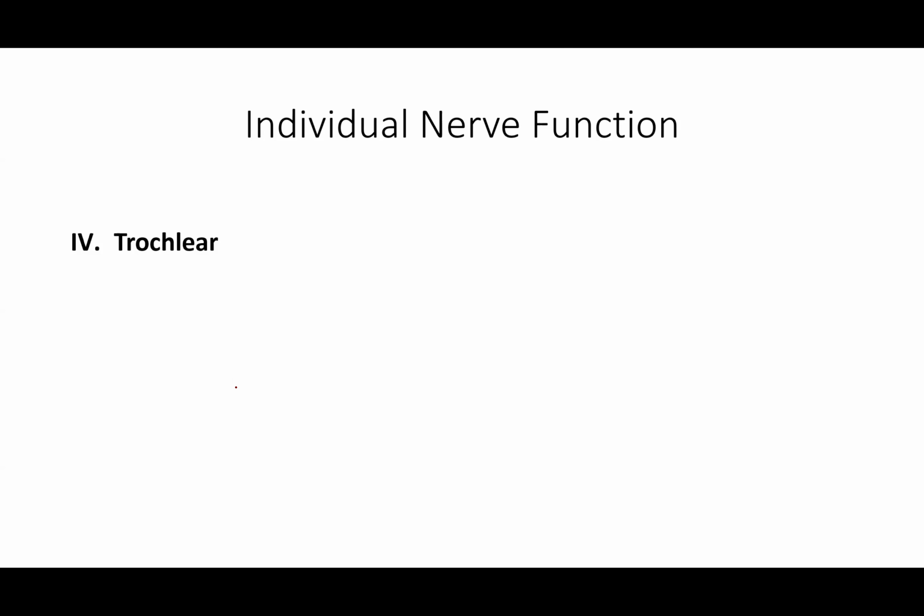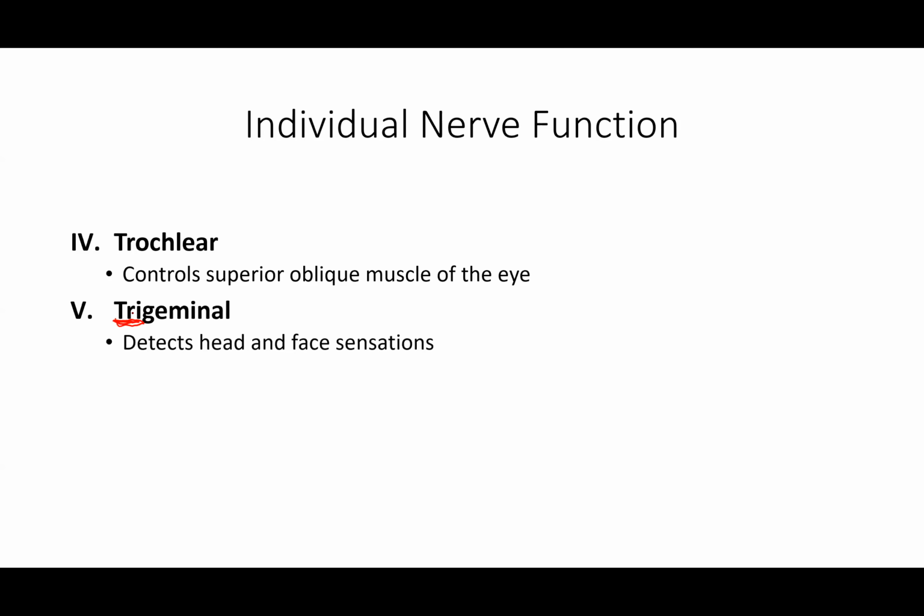Okay, number 4, the trochlear nerve. The trochlear nerve is also involved with the eye, controls the superior oblique muscle of the eye. The trigeminal nerve, so again, that has the tri in it, is split into 3 parts. It helps detect head and face sensations. It controls chewing movements.